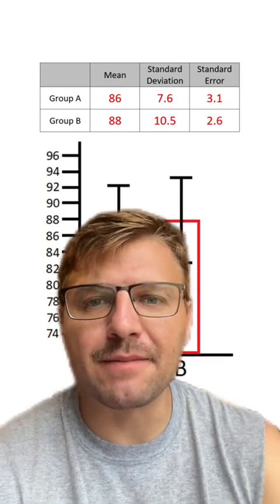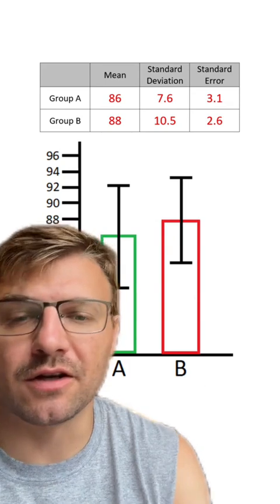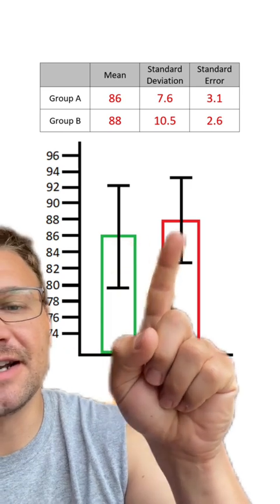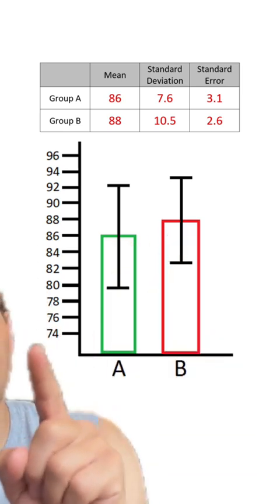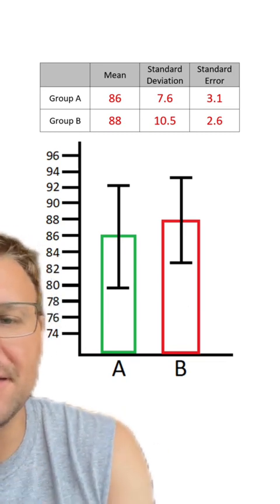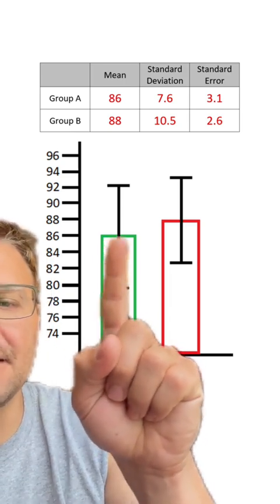So this is the graph I made for the data. It's not perfect, but it does a good job of representing what we're trying to learn here. You can see Group A and Group B's data. Their averages are 86 and 88. And yes, we kind of made this graphing incomplete by starting at 74, but it helps us visualize these error bars a little easier. So we have Group A's data, which is again 86 is the average.